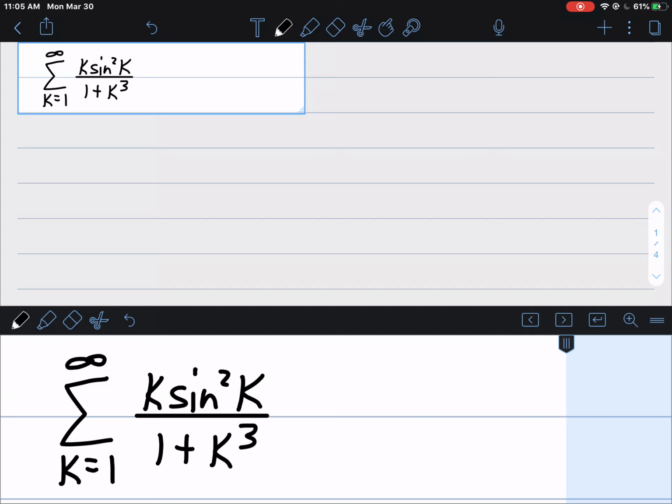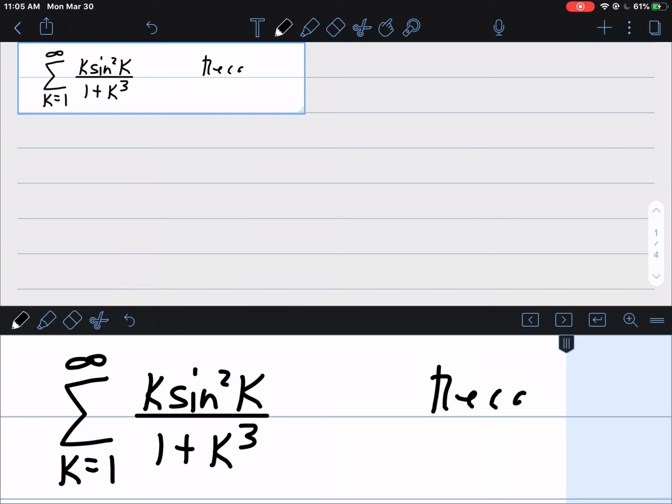Here's another one, a little more interesting maybe. I know y'all love your trig functions. I've got the sum as k goes from 1 to infinity of k sine squared k over 1 plus k cubed. I know as soon as we see a trig function, we panic. Oh, what am I going to do with that? Well, you have to again rely upon things that we know. That's the trick with these. With a lot of this stuff we talk about, you have some pre-existing knowledge that you have to rely upon.